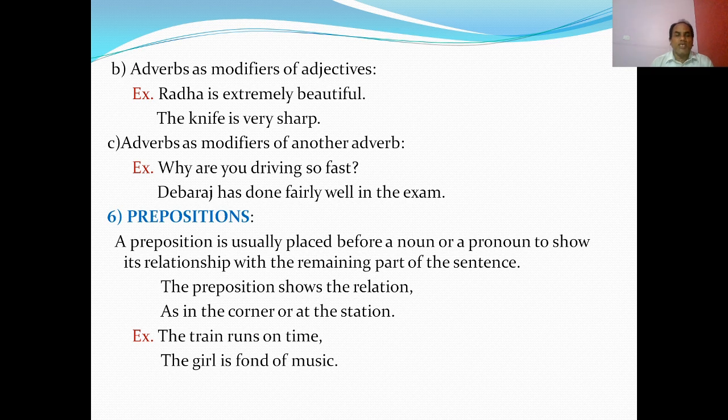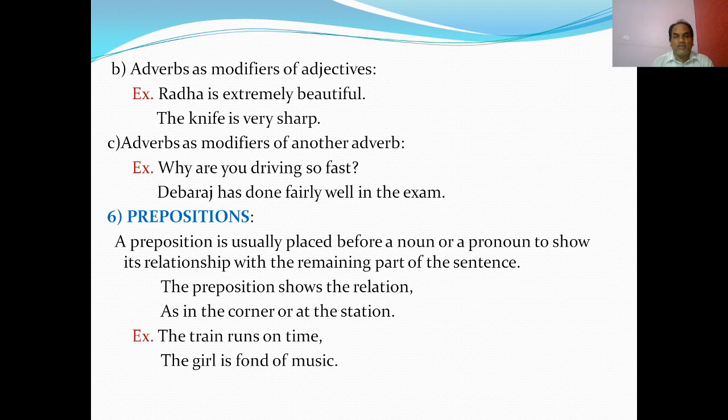Okay. The adverbs as the modifiers of another adverb. You see, why are you driving so fast? Fast is the adverb and so is the modifier of the adverb fast. So is also another adverb. Devraj has done fairly well in the examination. Done well, and well is the modifier of the verb do. So well is the adverb, and fairly also modifies the adverb well here. So fairly is the adverb. Here we have seen the adverbs as modifiers of another adverb.